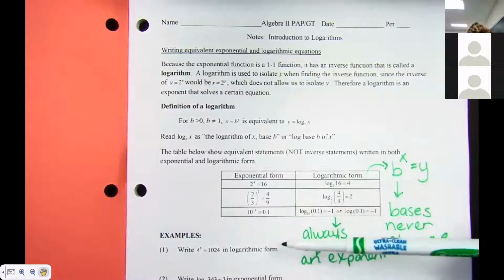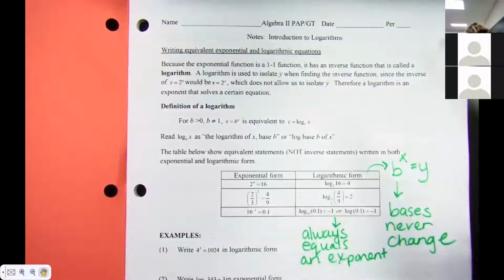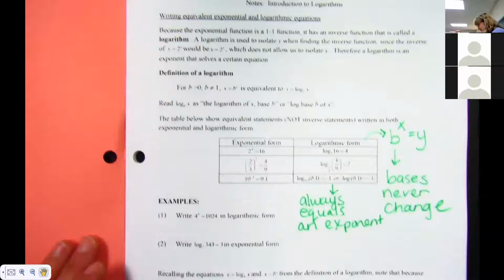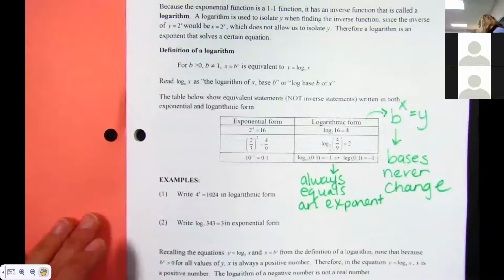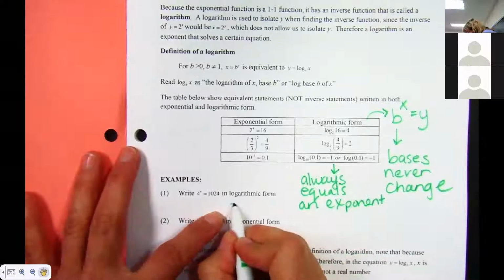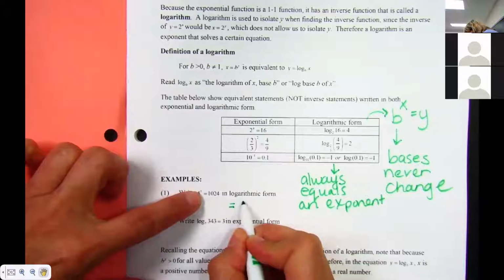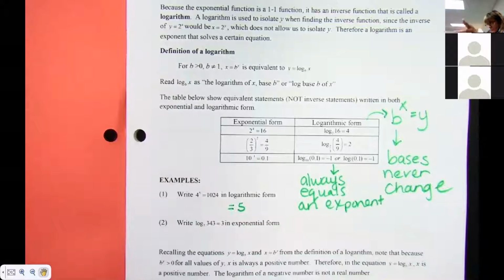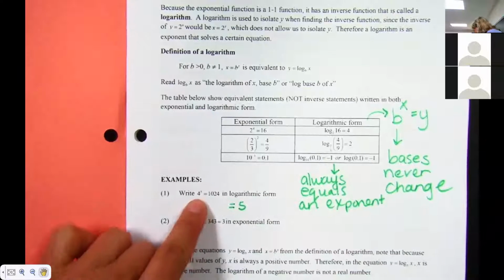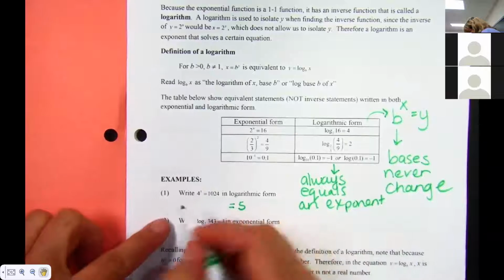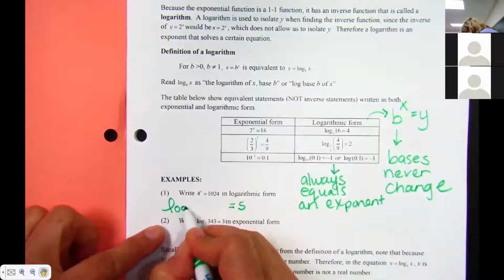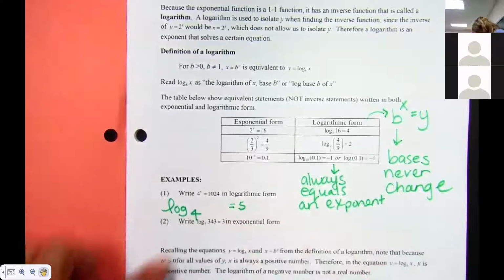All right, so let's go ahead and take a look at our examples because this is where it all is going to kind of fit in for you. On example 1, it says to write this exponential equation in logarithmic form. What do logs always equal? Thank you very much. So I'm going to draw an equal sign and I'm going to write it's equal to the exponent of 5. What is the base? Then the base stays the same. So it looks like a subscript of a 4.